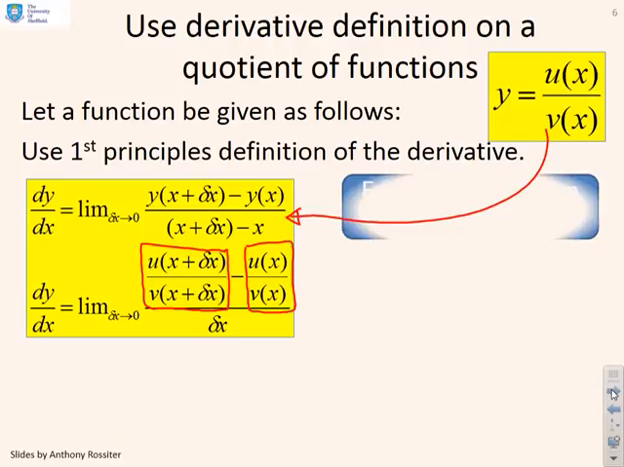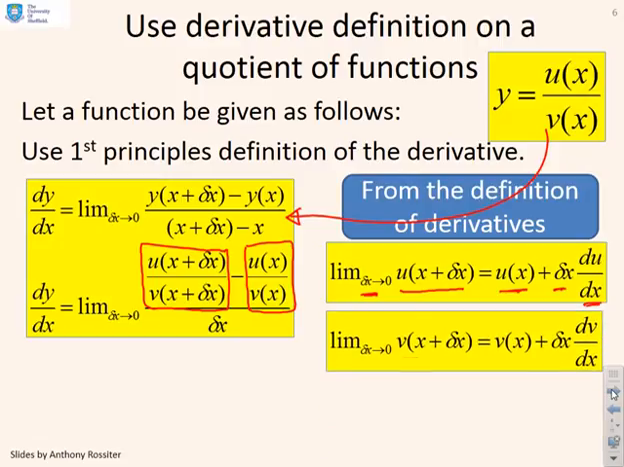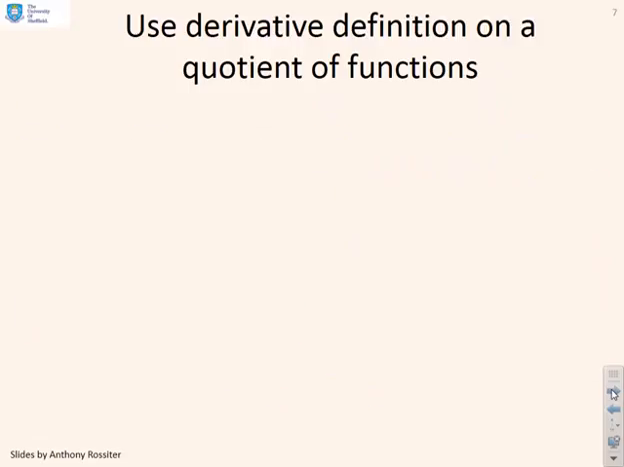What we're going to do now is, from the definition of derivatives, we know the following formula. The limit as delta x goes to 0 of u of x plus delta x is u of x plus delta x times du dx. And similarly, the limit as delta x goes to 0 of v of x plus delta x is v of x plus delta x dv dx. So what we're going to do is take these two and plug them in to this formula on the left hand side. Now we're going to do that on the next page so we don't end up too squashed.